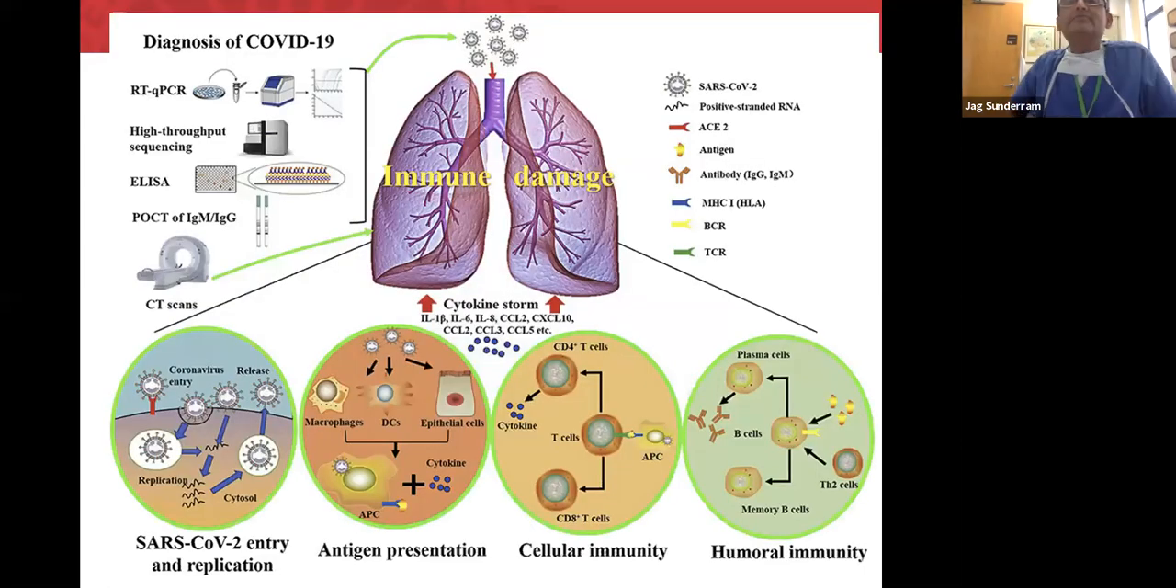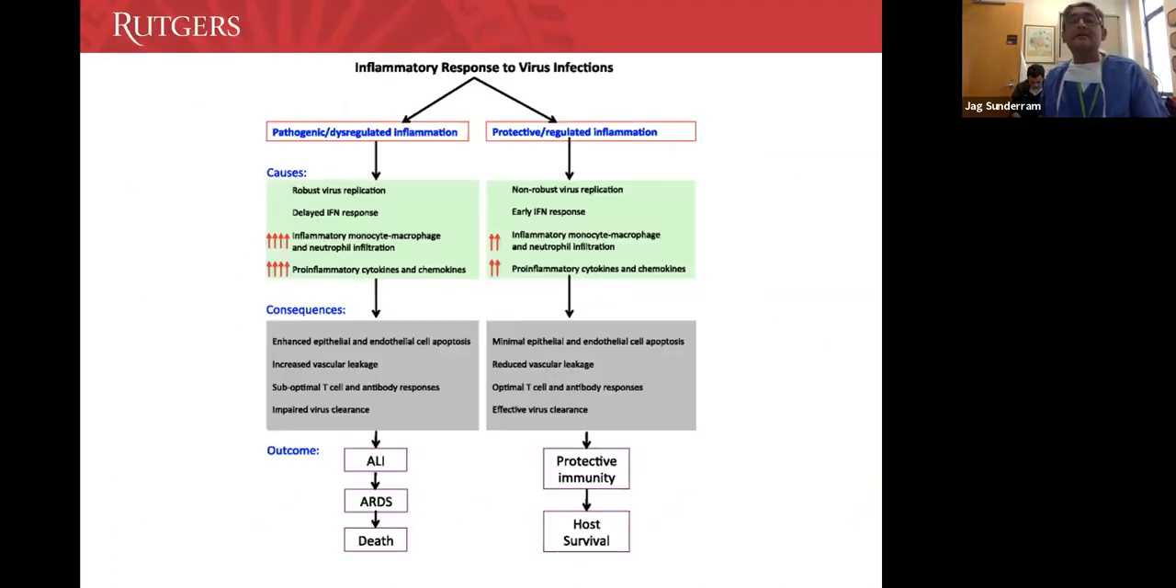So the immune damage then may become the whole issue in this phase of illness. So remember that after entry and replication and antigen presentation with the cellular immune and humoral immune responses, potentially the cellular immune response then leads to a cytokine storm with activation of multiple cytokines, and that may become the major issue in the subsequent damage that is caused to the lungs.